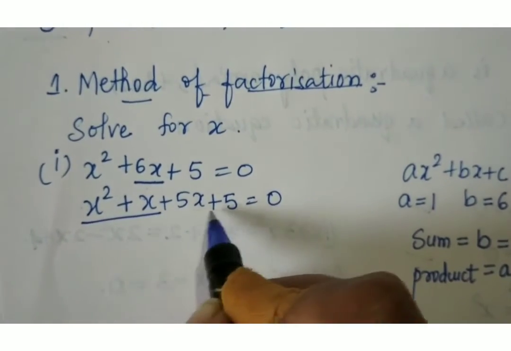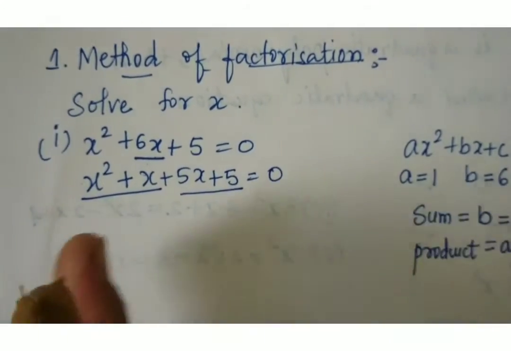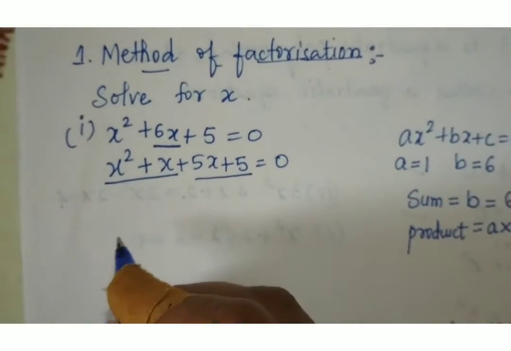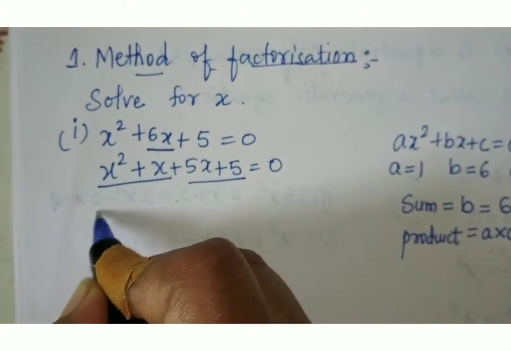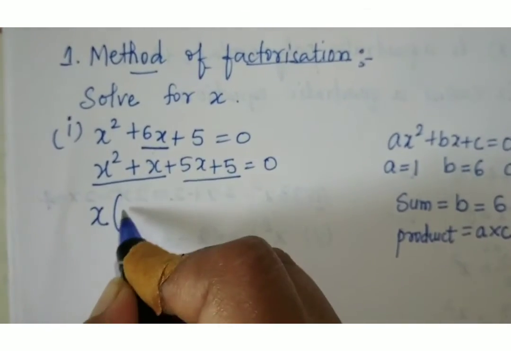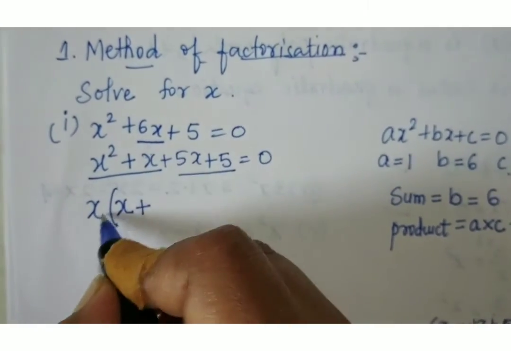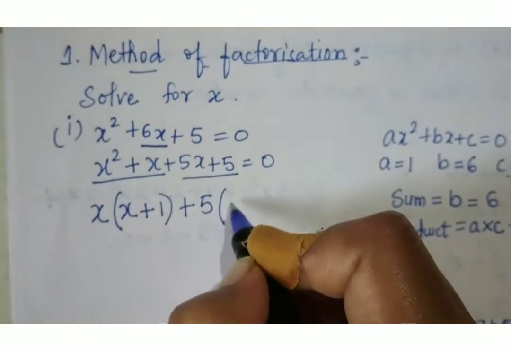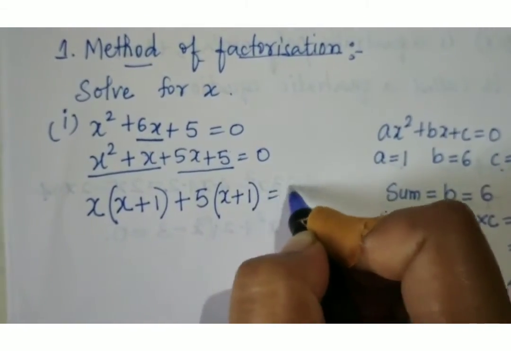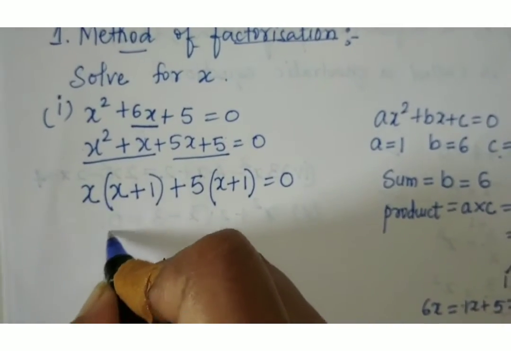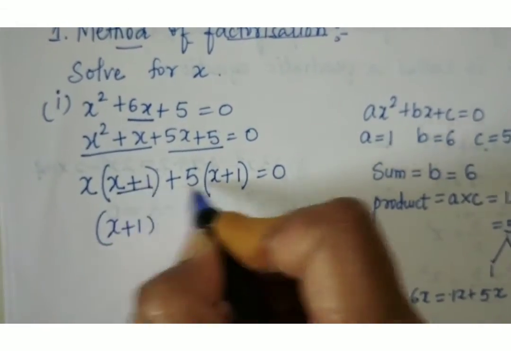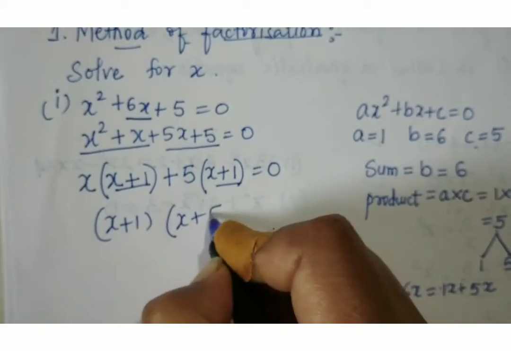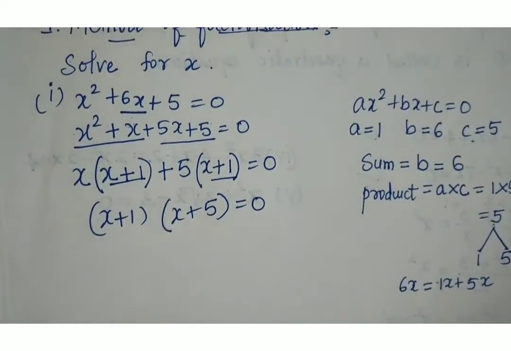Now what we'll do is we will break the four terms into two pairs, and then take common factors from each. What will be common here? x will be common, and then what remains inside? x plus, here x goes out, so 1 remains, plus here 5 will be common, x remains here, plus 1 is equal to 0. So now x plus 1 is common in both. We can see x plus 1 is common. What remains is x plus 5 is equal to 0.